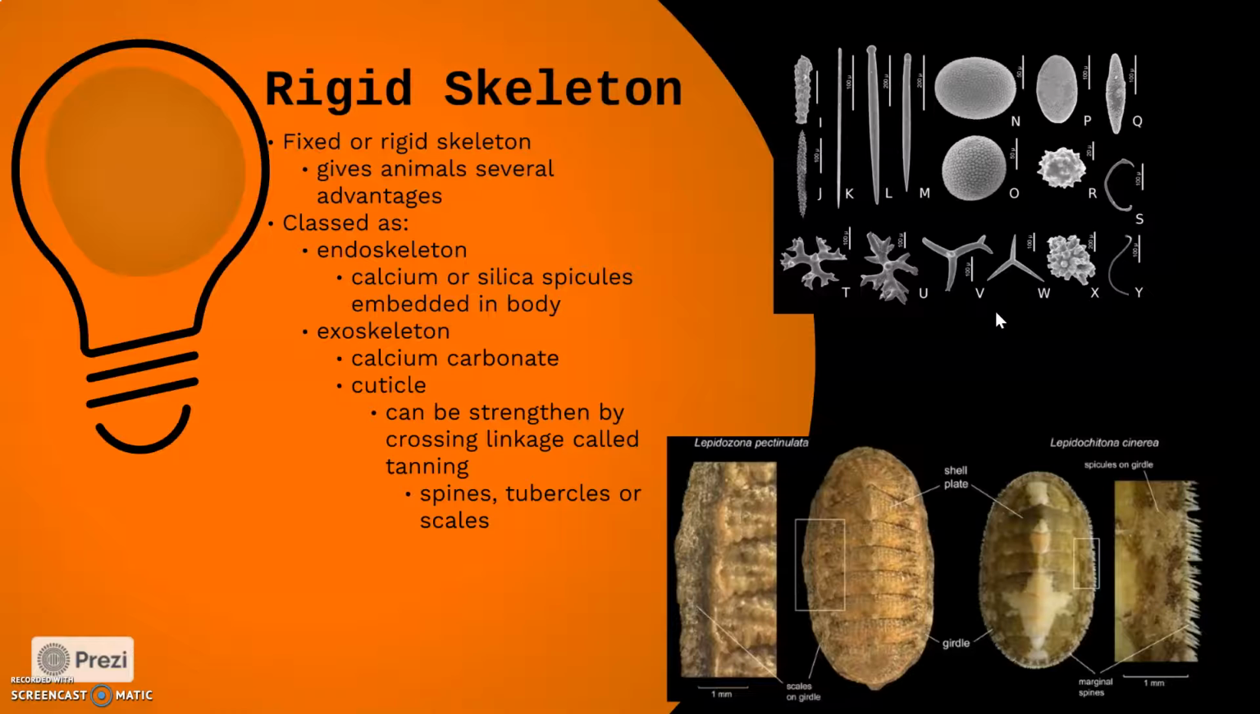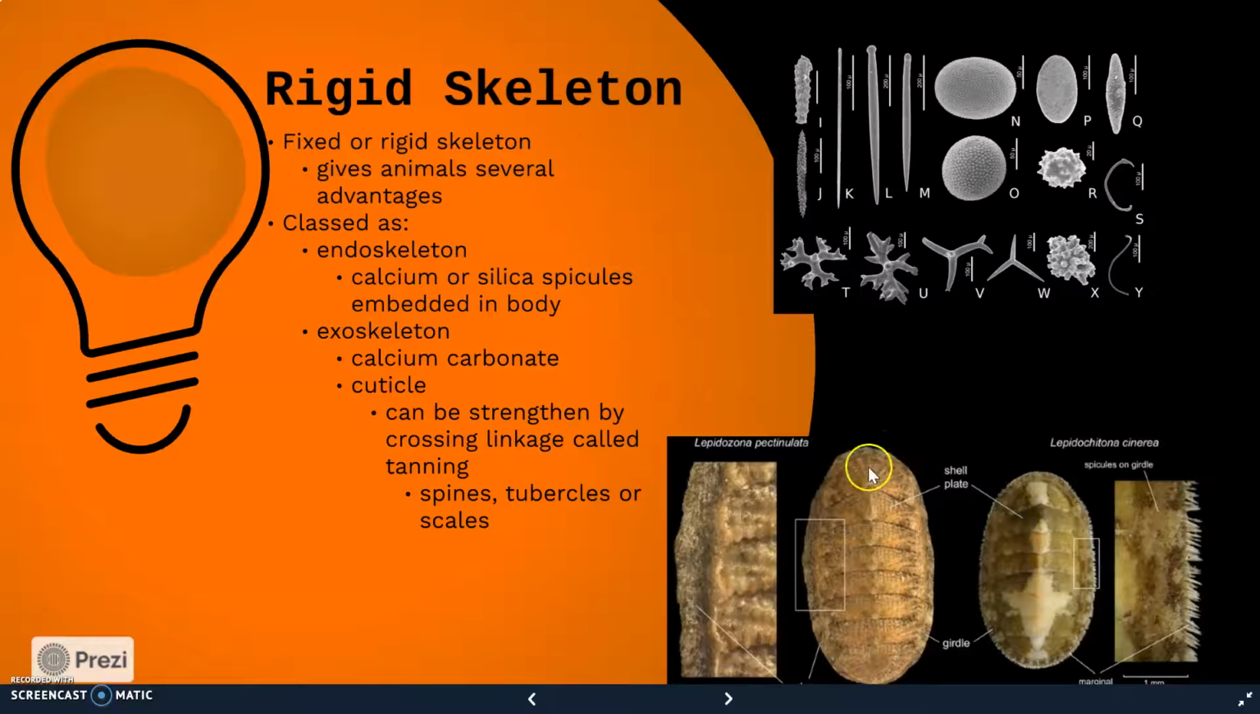and it can be strengthened by the formation of cross linkages by adding calcium and pigments, and that process is known as tanning. Cuticles can have spines, tubercles, or scales, which can be seen in the picture to your bottom right. You'll notice the spines here, and each one of these lines represents a segment, because they are able to be split into segments.